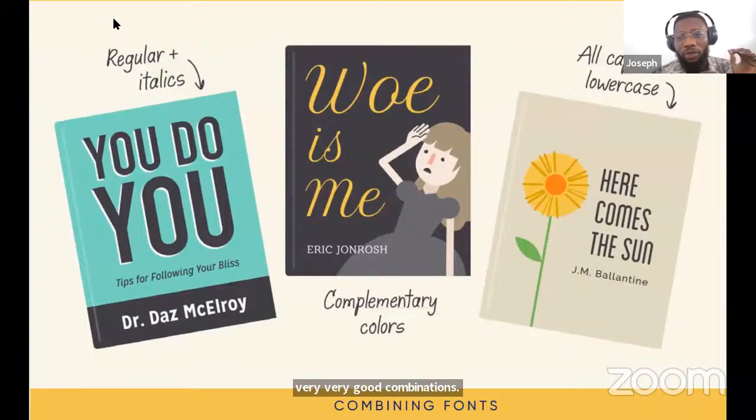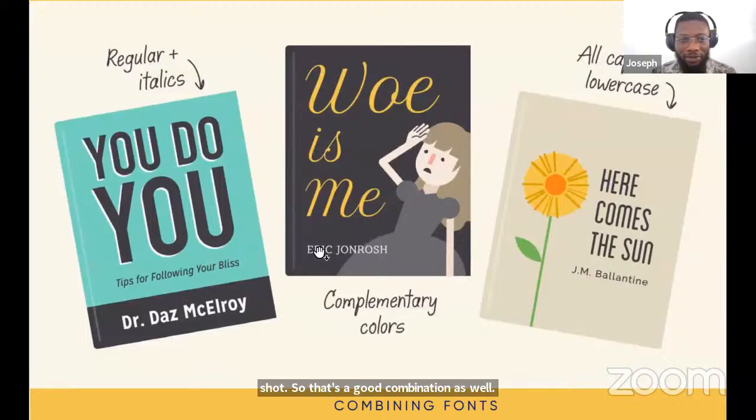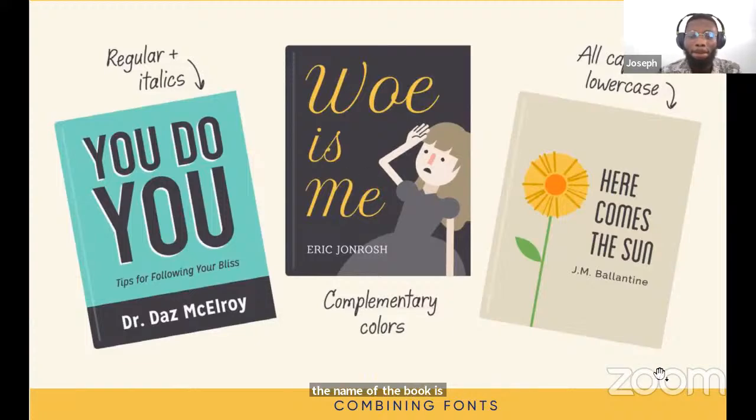Remember, I mentioned that tall and short is a good combination. Now, "Here Comes the Sun" is a tall font. It goes all the way up. But J.M. Ballantyne is just a regular font, short. So that's a good combination as well. This is script, which is under display, and this is serif. The name Eric John Rush is serif. The name of the book is made of script. This is how you combine fonts that work. And I also said, if you're having an issue, just look for design inspiration somewhere and use it, okay?